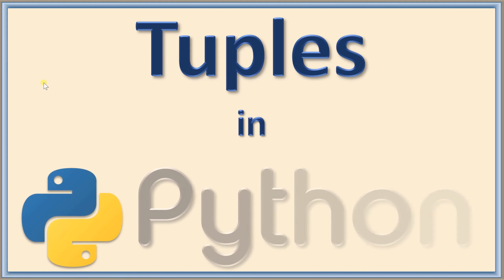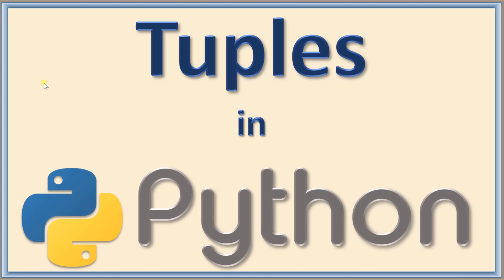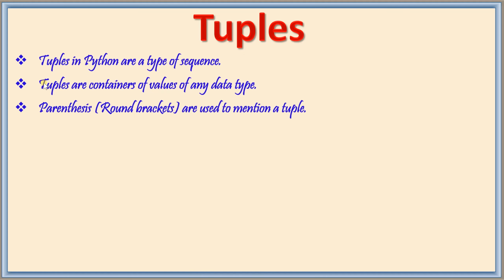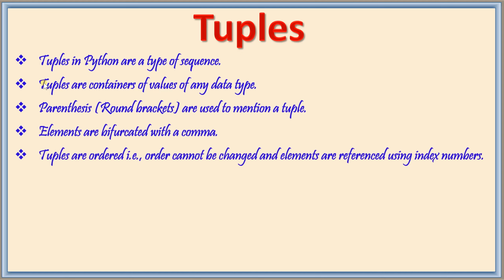Everyone, in this class, we are going to start tuples in Python. Tuples in Python are a type of sequence which may have any type of data in it, and these are mentioned inside the parentheses, that is round brackets, and each element is separated with a comma. Tuples are ordered. That means the order of the elements cannot be changed. Elements are referenced using index numbers.